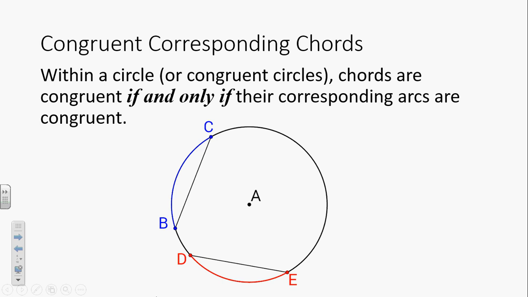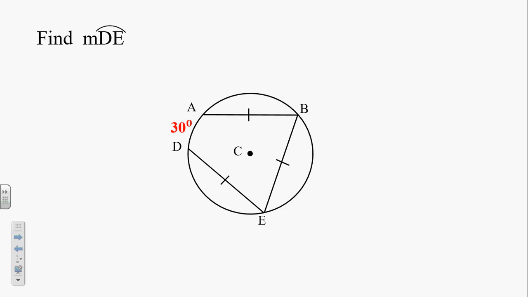You're fine. Okay? So chords are congruent if and only if their corresponding arcs are congruent. And corresponding arcs are congruent if and only if their chords are congruent. So when I know that chord DE is equal to chord CB, then I know minor arc CB is congruent to minor arc DE, and vice versa. Make sense? Okay, let's apply it.